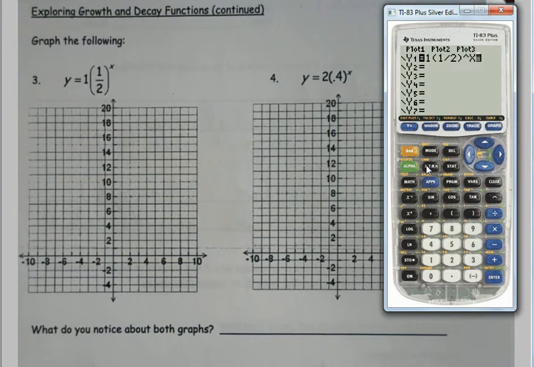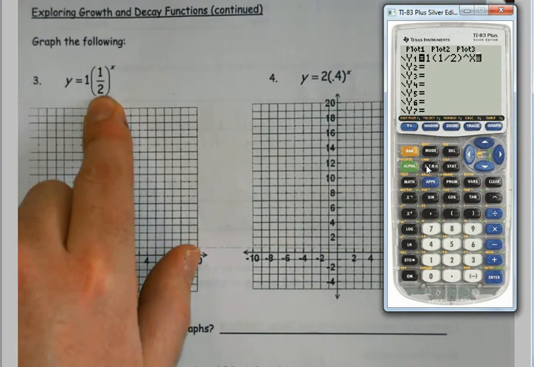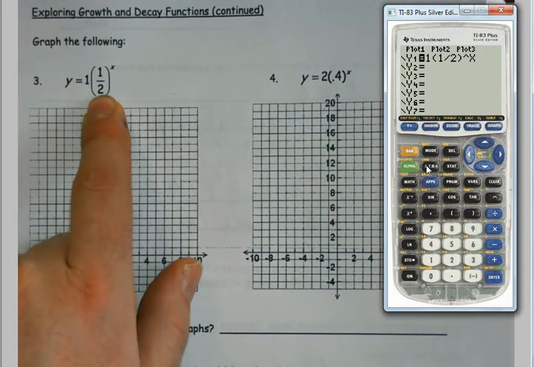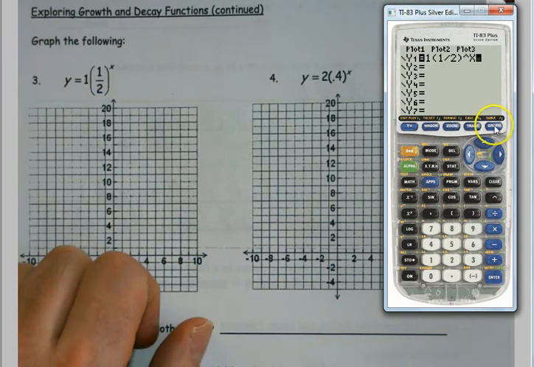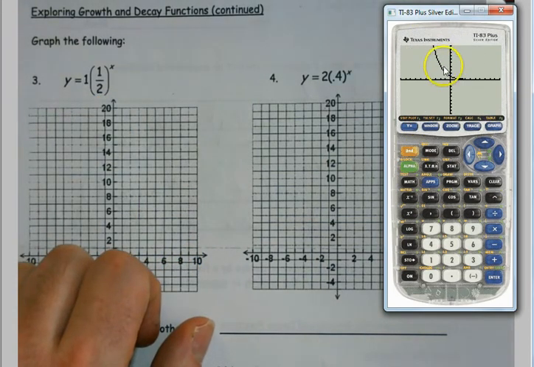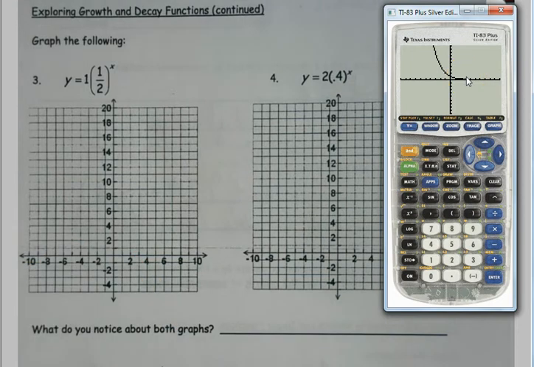And from what I remember on the front, if the number is between 0 and 1, which half definitely is, this should be decay. And it is. It's going down as it goes to the right.